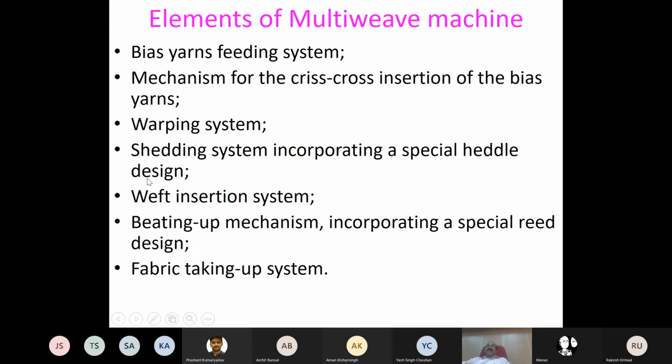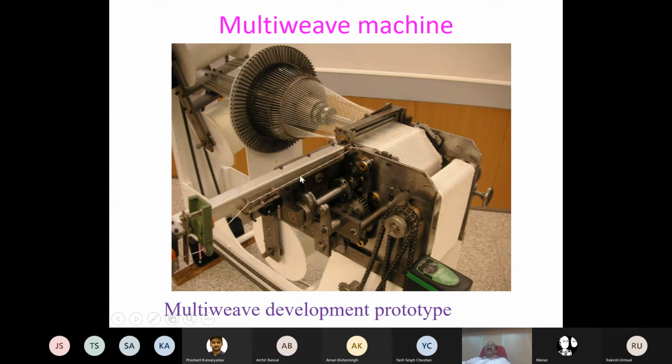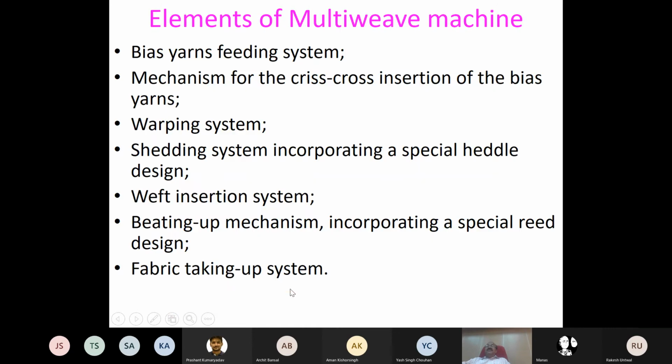Weft insertion system, there is one weft insertion system by a needle. You can see here, this is weft yarn. I will show you subsequently how it is. If you have seen in our lab, there is a needle loom. So here there is no shuttle. The weft yarn is carried by a needle. So the needle penetrates through this head, taking the weft yarn. There is a special beat-up mechanism, and a fabric take-off system is there.